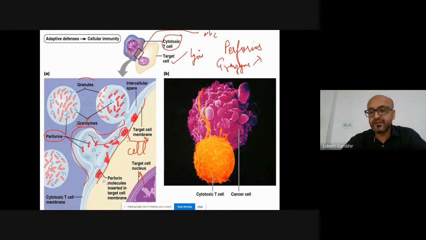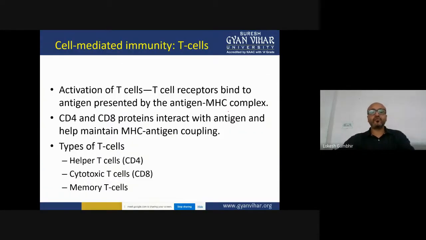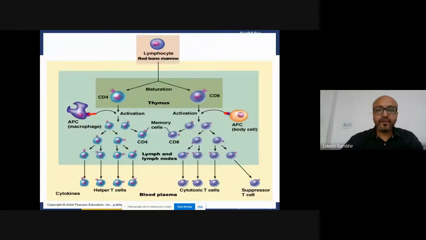This is the real-time image of a cytotoxic T cell and a cancer cell. What it does is attach to the membrane and then release perforin molecules. They will create a pore and transfer the granzyme inside it. That is the thing that you should understand: how cytotoxic T cells are actually causing the lysis of the cell.